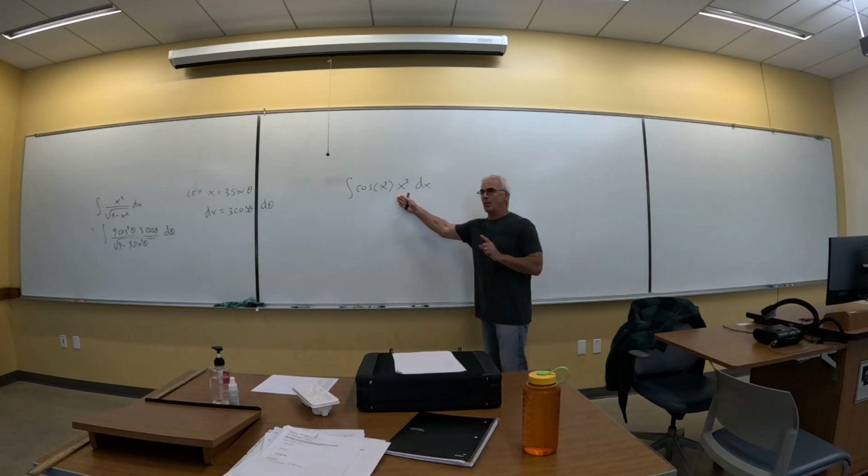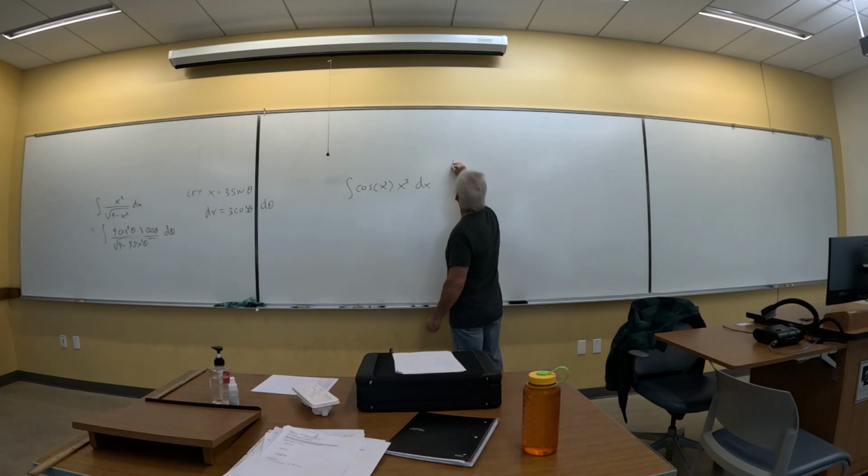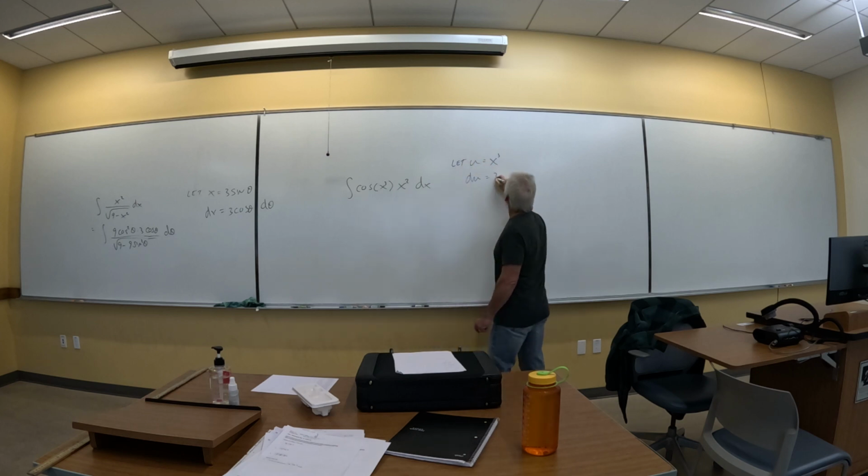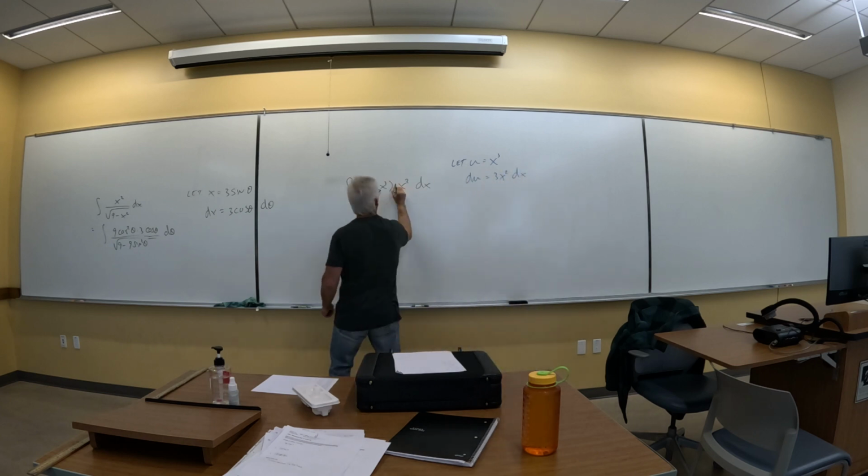So what would we do in Calc 1 here? What would I let u equal? x to the third. And then my du is 3x squared dx. Well, I don't have a 3x squared. Okay, now I do.